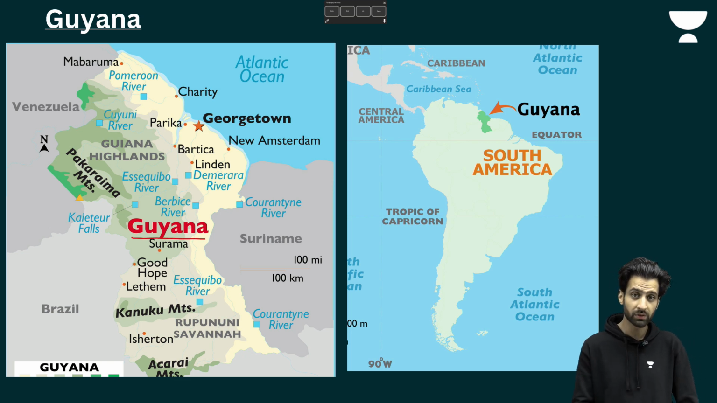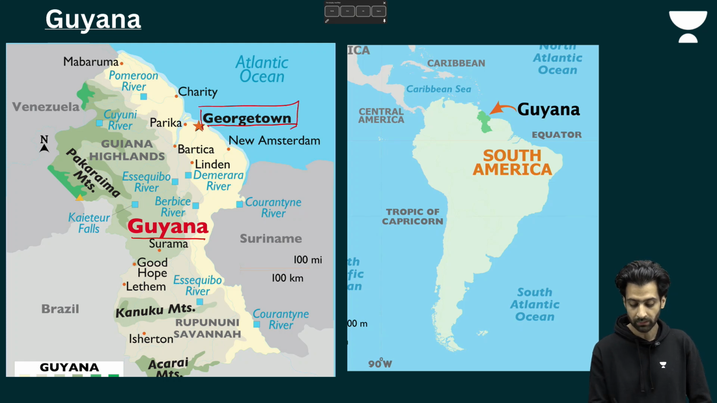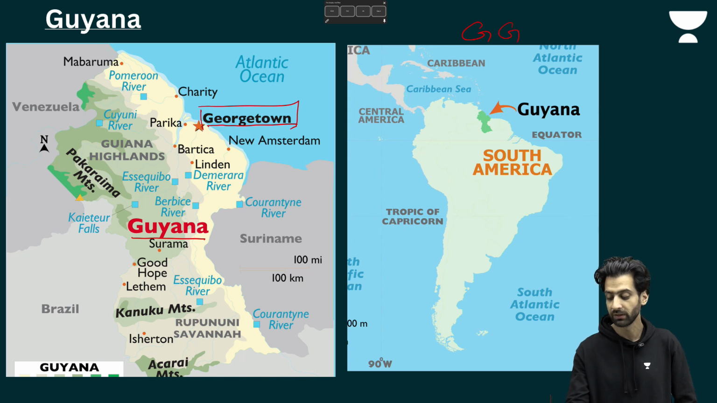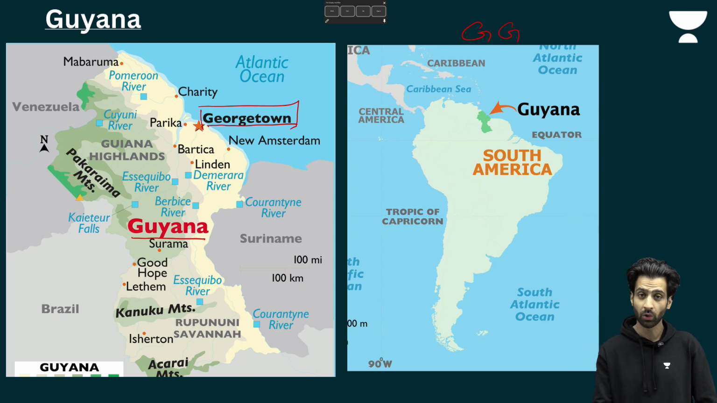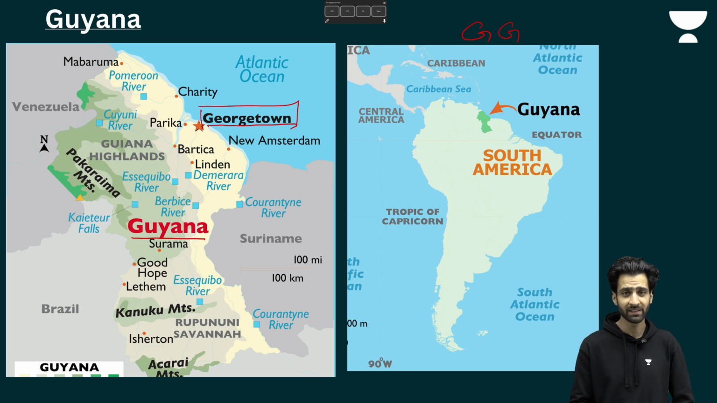Don't get confused. French Guiana is different and this is Guyana. Capital of Georgetown. You should know the capital of Guyana, Georgetown. G, G. Guyana and Georgetown. So we are done with three countries. Can you name them? French Guiana, Suriname, Guyana. Capitals as well. You should know.